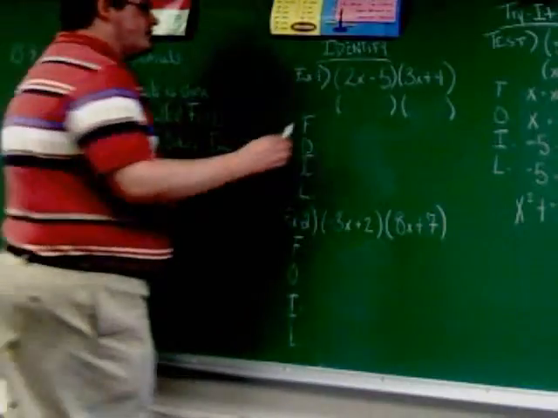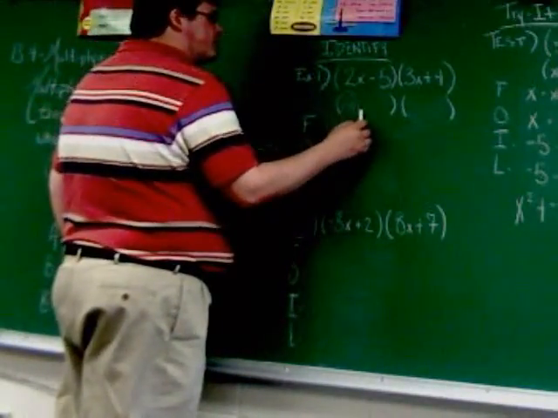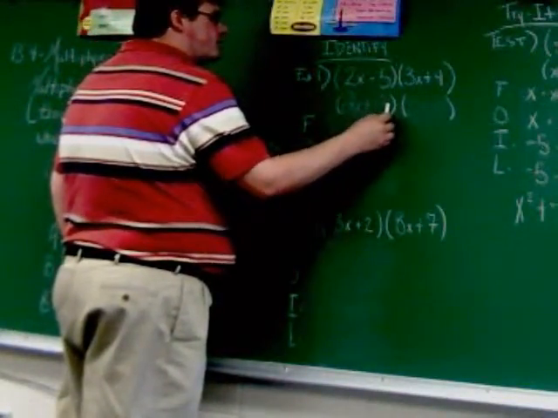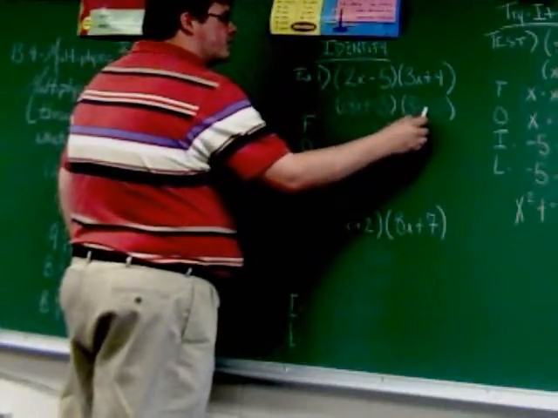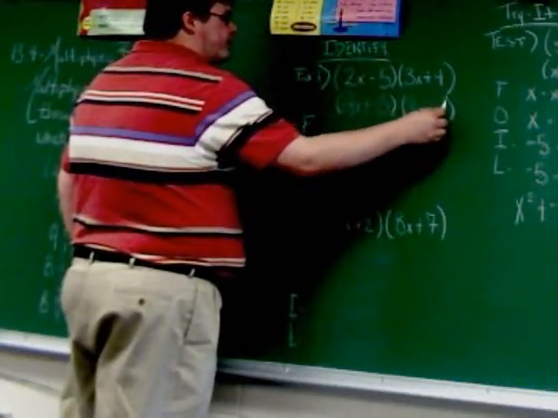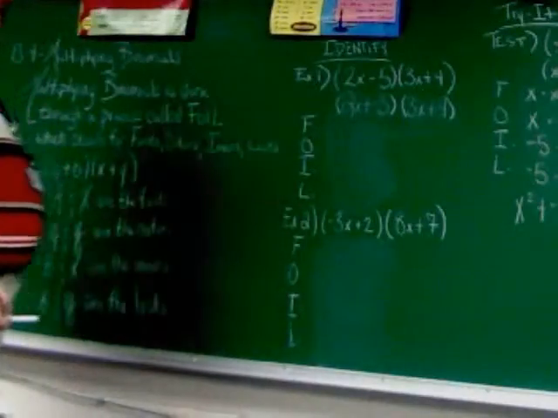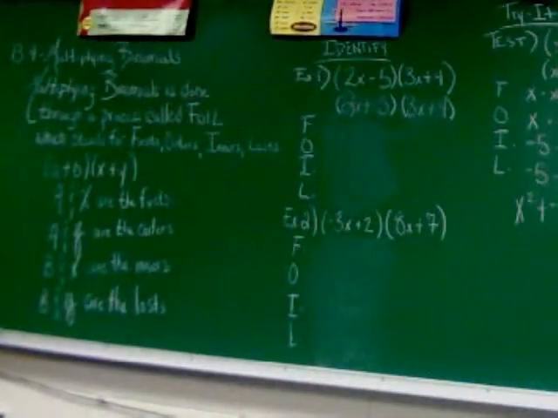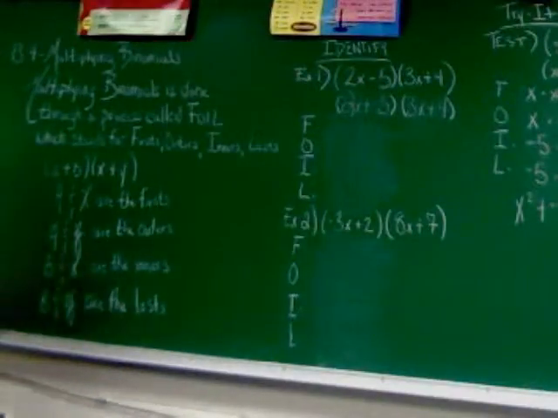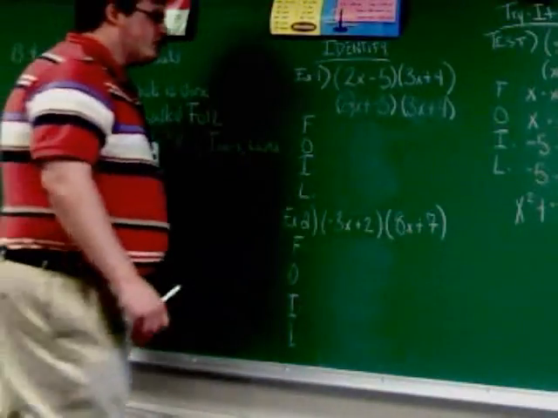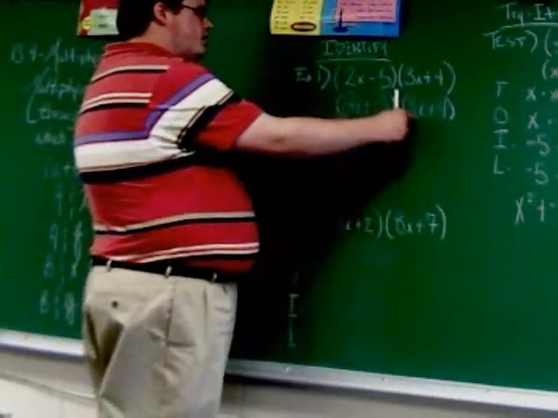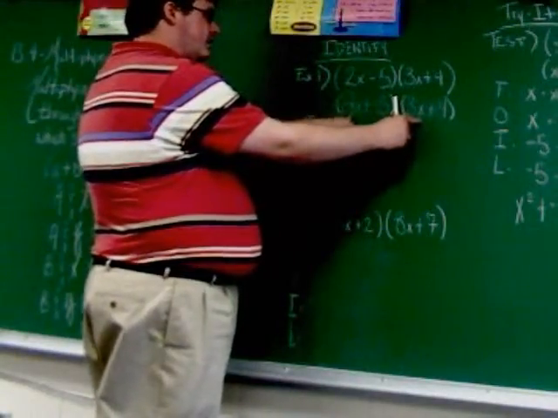So I'm going to rewrite this as 2x plus negative 5 times 3x plus 4. Not a big deal. All right. F stands for first. So the first term in each binomial. So that's going to be 2x and 3x.